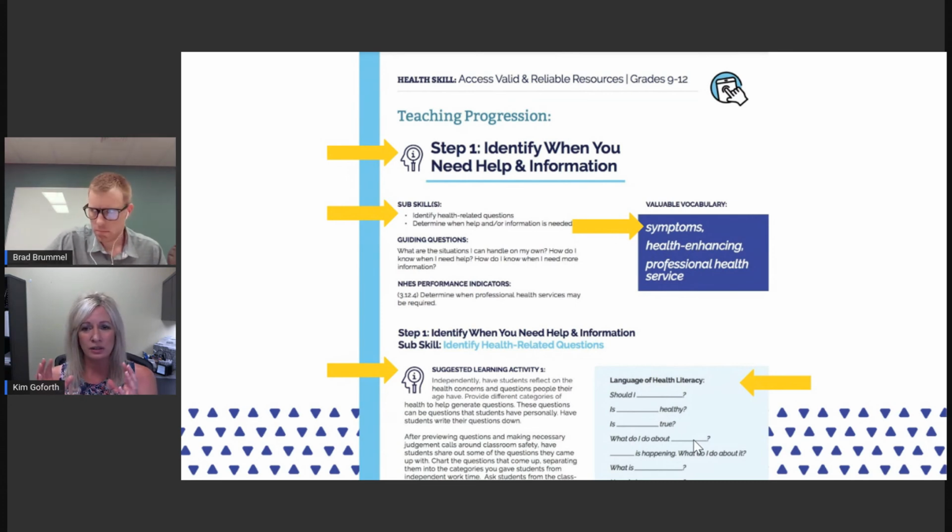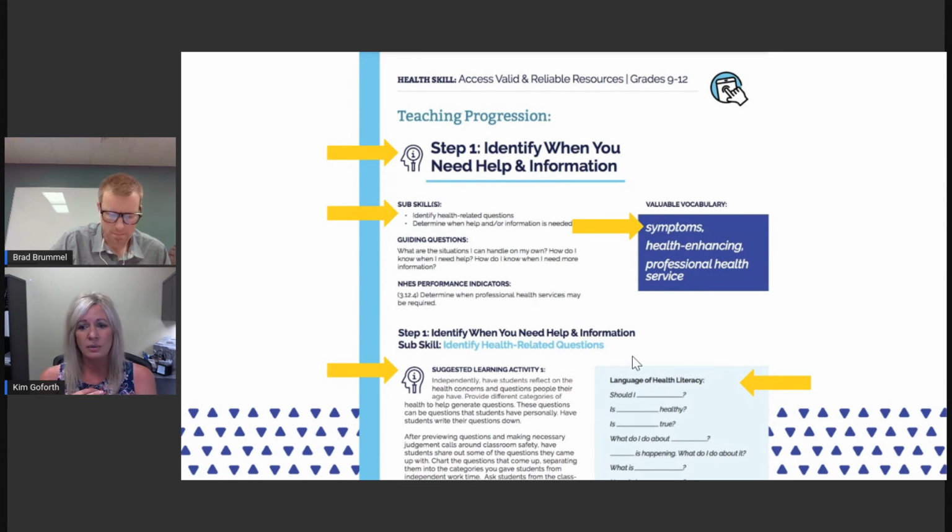And here is a screenshot of one of those. So Brad has elaborated on the different steps of this particular standard. And so step 1 is identified here, and then it breaks it down into those sub-skills. And I think you can find some of your to-dos for your students there. It gives them valuable vocabulary. A lot of our curricular planning documents focus on vocabulary. We have to get kids that information right off the bat. It gives some suggested learning activities, and Brad has pulled some of those and shared those with us today.